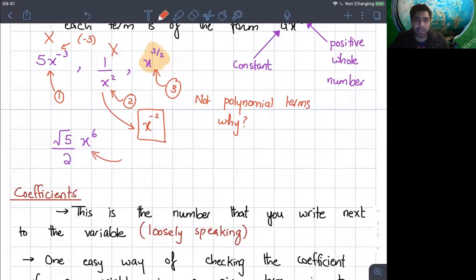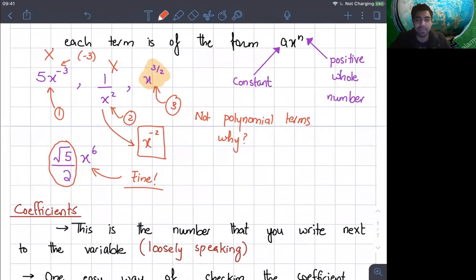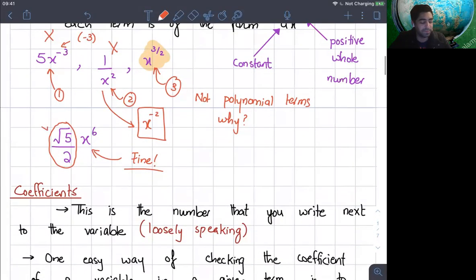Some of you might say it's not a polynomial term, but this one is fine. It is a polynomial term. Why? Because if you look at this part right here, that's just a constant. The constant can be any number. It doesn't really have to be a whole number. So the first part is being met, meaning the condition on A is being met. Now, when we come to the condition on N, it has to be a positive whole number. Is this a positive whole number? Yes, it is. So there you go. This is a polynomial. It's an acceptable polynomial term.